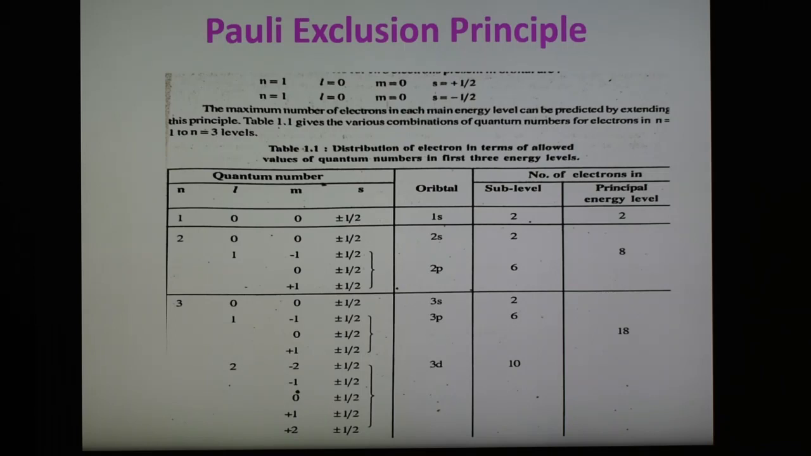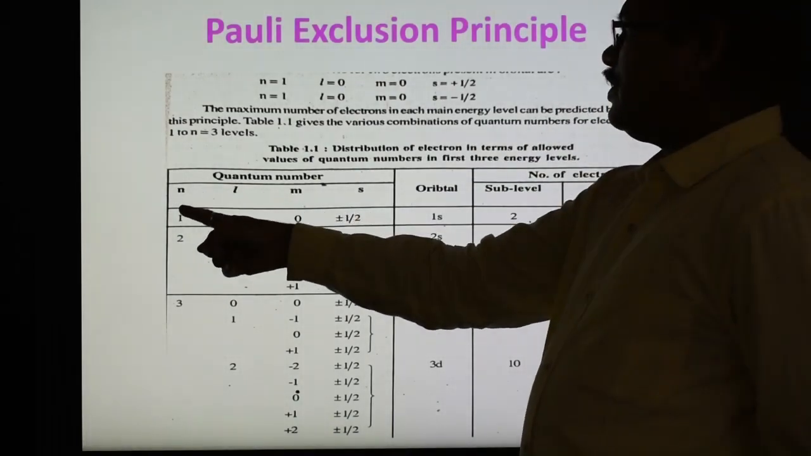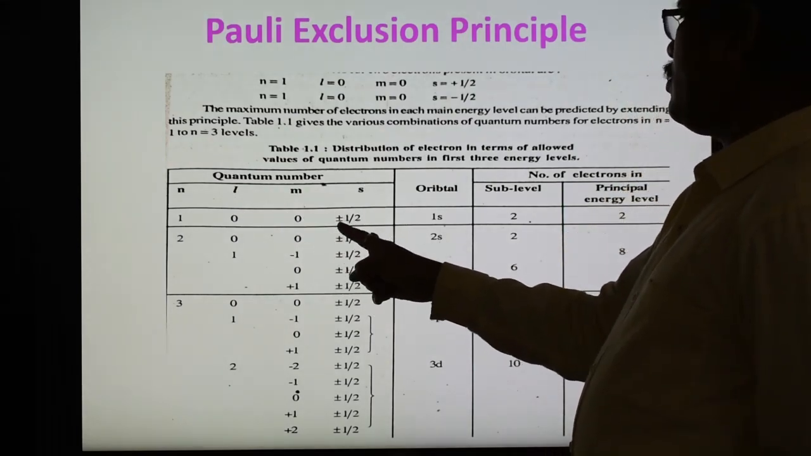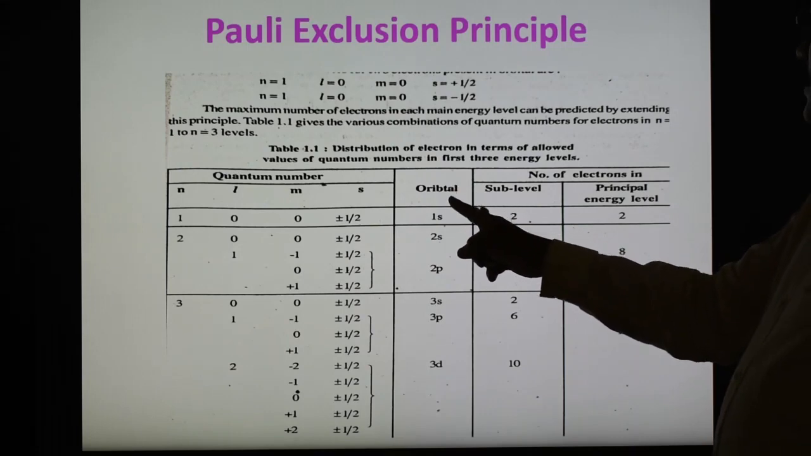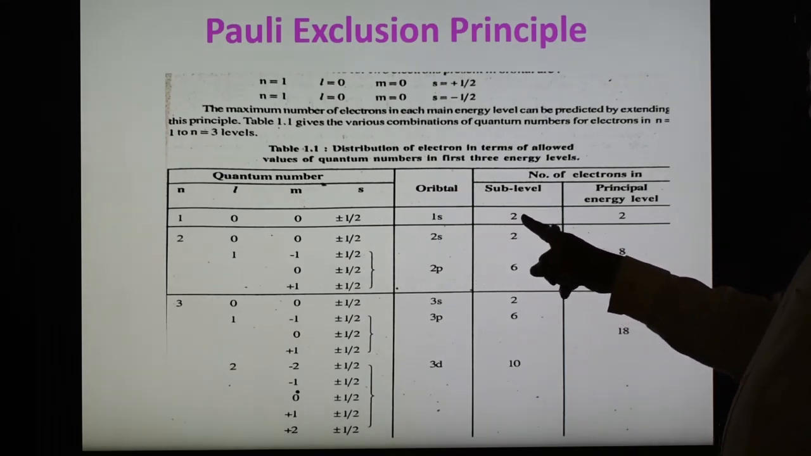As we know, the s orbital is only one type, therefore it contains 2 electrons. The p orbitals are 3 types, px, py, pz, and each orbital contains 2 electrons, so 3 orbitals contain 6 electrons. So the p subshell contains a total of 6 electrons. In this way the orbitals are filled. Now this table shows the distribution of electrons. Here the value of n is 1, l is 0, m is 0, and s may be plus or minus 1 by 2. So the orbital is the 1s orbital, and the s subshell contains 2 electrons.